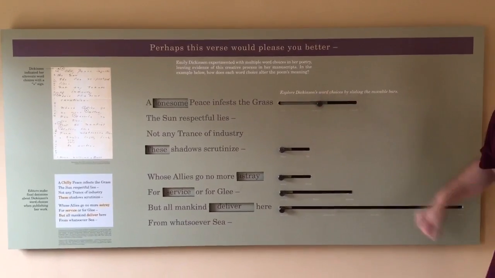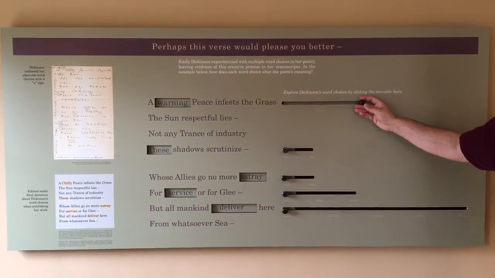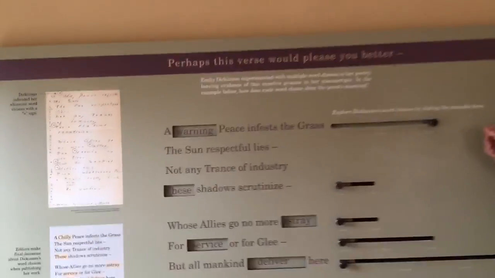So it changes the name of the word, and it gives it different meaning. I'm going to move closer for maybe the next one.